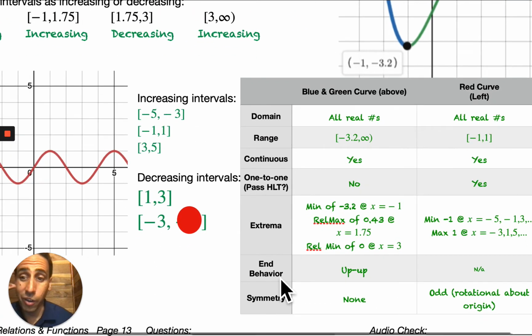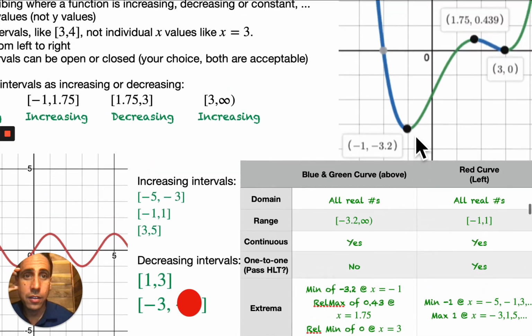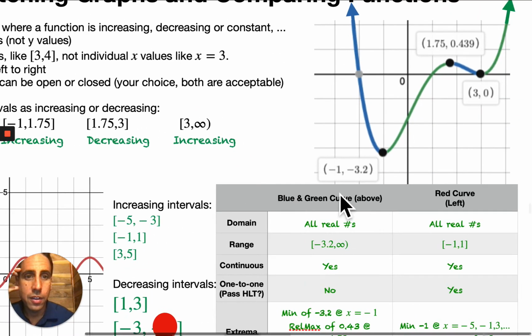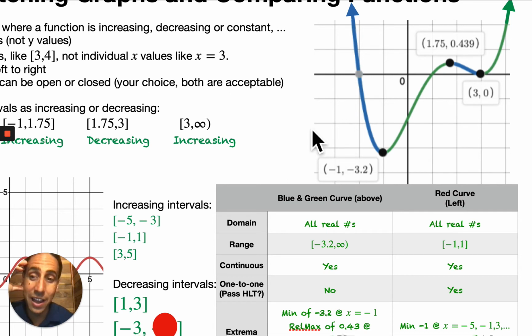All right, that's basically all the new stuff I want to talk about today, and let's review some of the old stuff. The domain. Let's look at the blue and green curve above first. The domain of this curve is all real numbers. If you were to collect all the x values of all the points on this entire graph, it would be all real numbers. The entire number line is represented. If you give me any x value, I can tell you what the y value is for that function. What's the range? Well, if you collect all the y values, notice there are plenty of y values that are not represented in that collection.